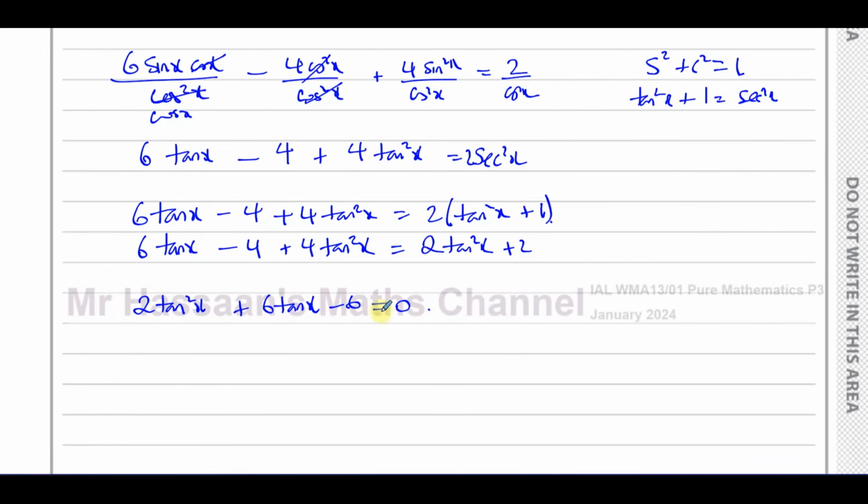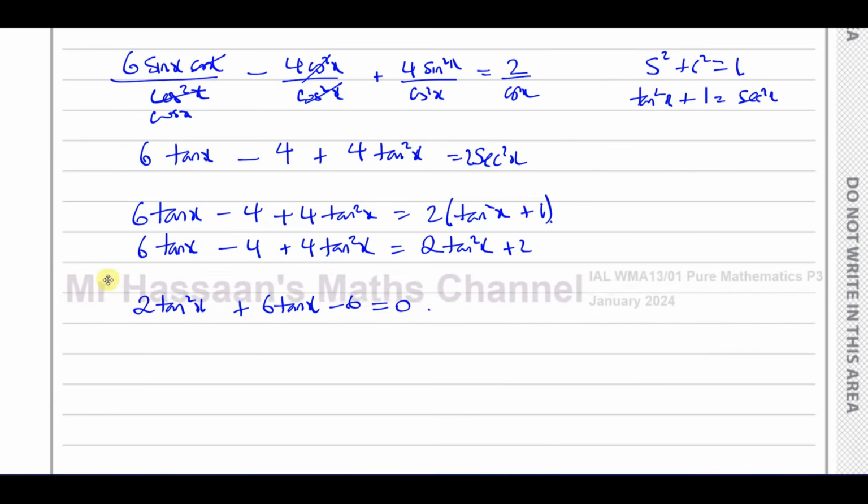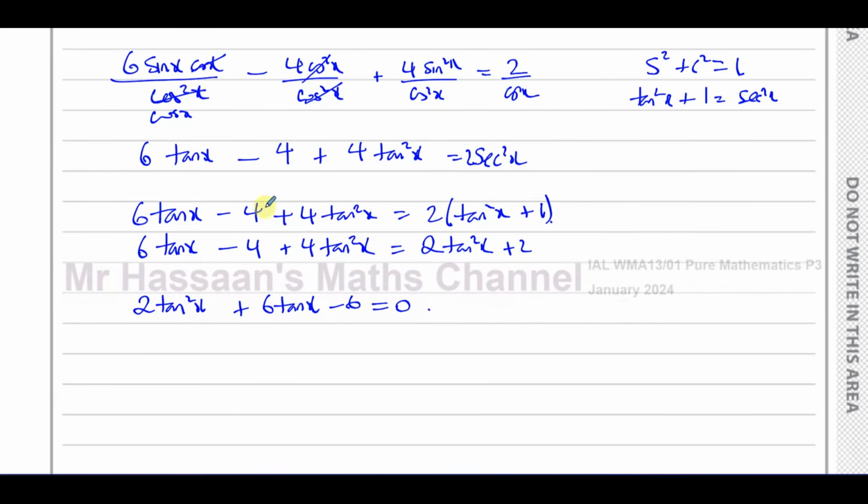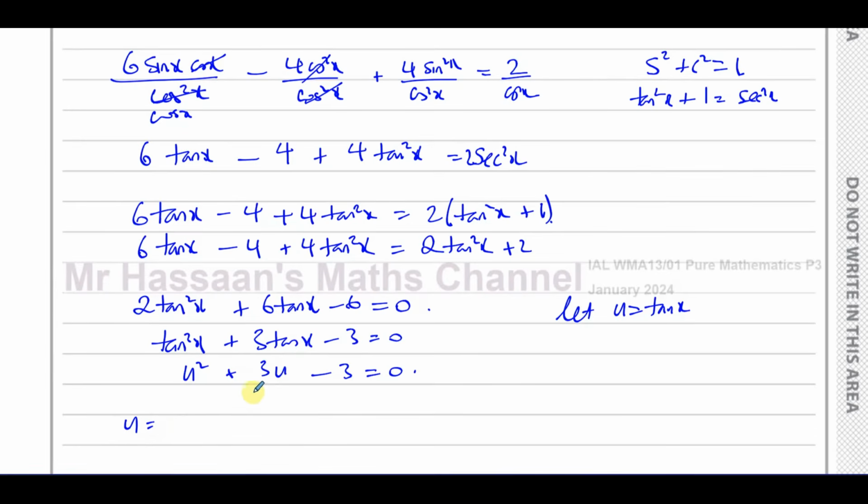So now I have a disguised quadratic equation, which I can now try to solve. I can divide everything by 2. So I have tan squared x plus 3 tan x minus 3 equals 0. I can say let u equal tan x, in which case I'll have u squared plus 3u minus 3 equals 0. Now I don't think there's any numbers that multiply to give me this, so I can use the quadratic formula. I don't think this factorizes at all.